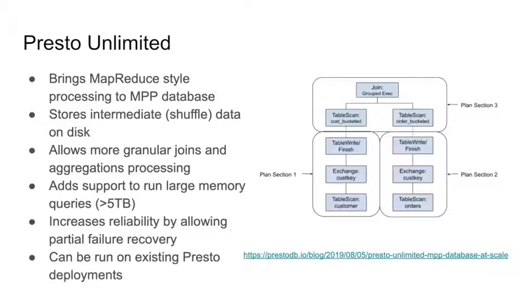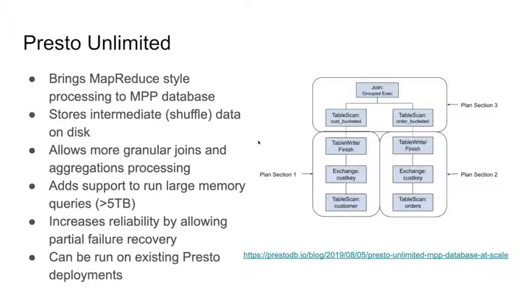So instead of trying to load all data in memory, we can load only some number of shards at a time and process them. That gives us the ability to run large memory queries that would require more than 5 terabytes of memory. It also increases reliability by allowing partial recovery. Since the intermediate data is on disk, we can restart a single reducer, or in some cases, a whole stage, or as we call it, a section.